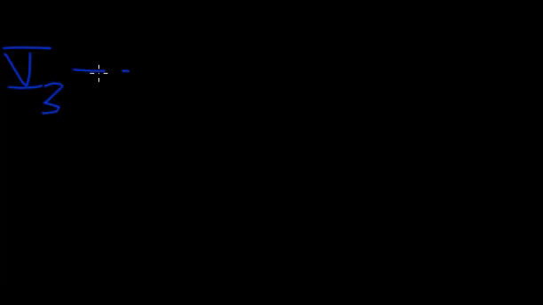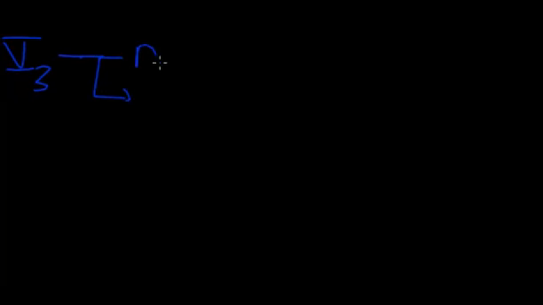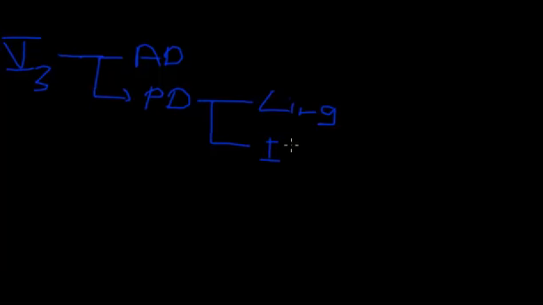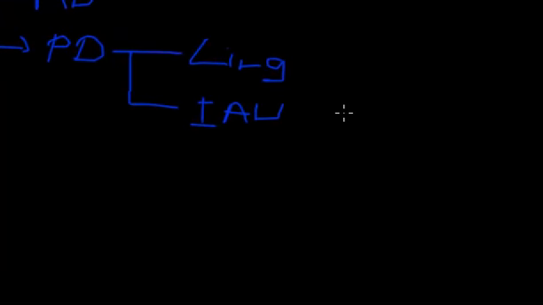From that, it breaks into two parts, the anterior division and the posterior division. And the posterior division branches into two parts. It branches into the lingual and the inferior alveolar nerve.